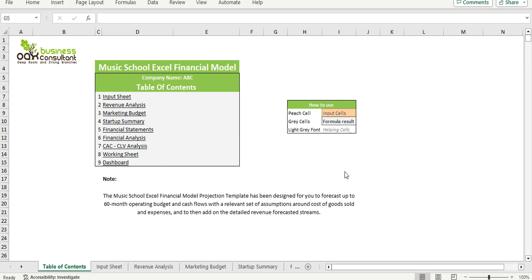Today we are up with another financial model video, which is the Music School Excel financial model. This financial model will contain a total of 9 sheets, and it will contain the peach cells, which are the input cells and can be changed by the user at any time. This financial model will also contain the gray cells, which are the formula result cells, and also the light gray font cells, which are the helping cells.